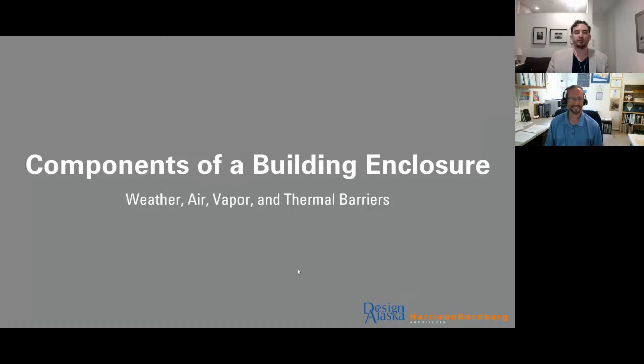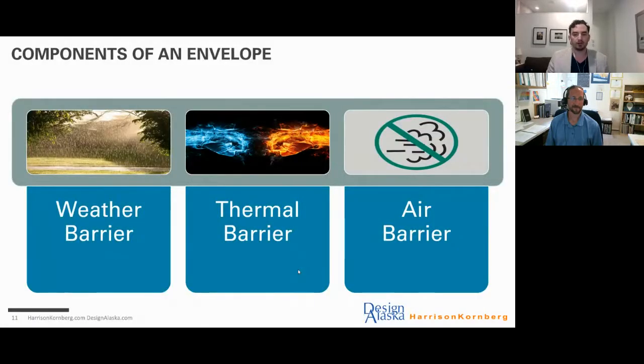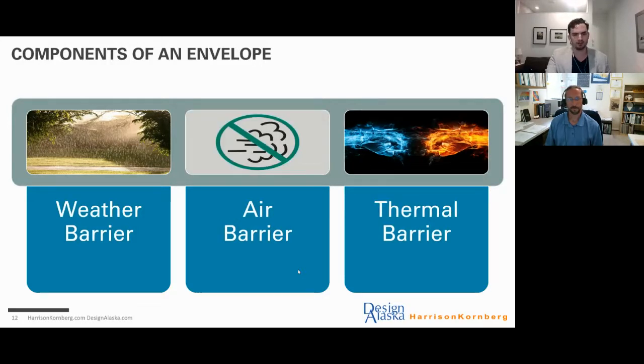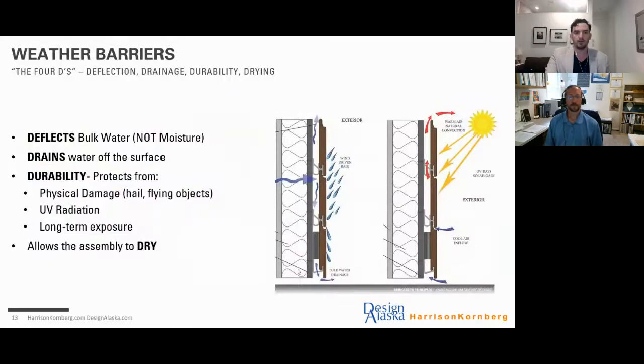To take a look at some of these components in a little bit more detail, there are several primary components of the building envelope: the weather barrier, the thermal barrier, and then the air control layer. Those layers don't always have to be in that order. The weather barrier does generally sit on the outside, but that air and thermal barrier sometimes will flip-flop depending on your climate or the way you have your wall designed.